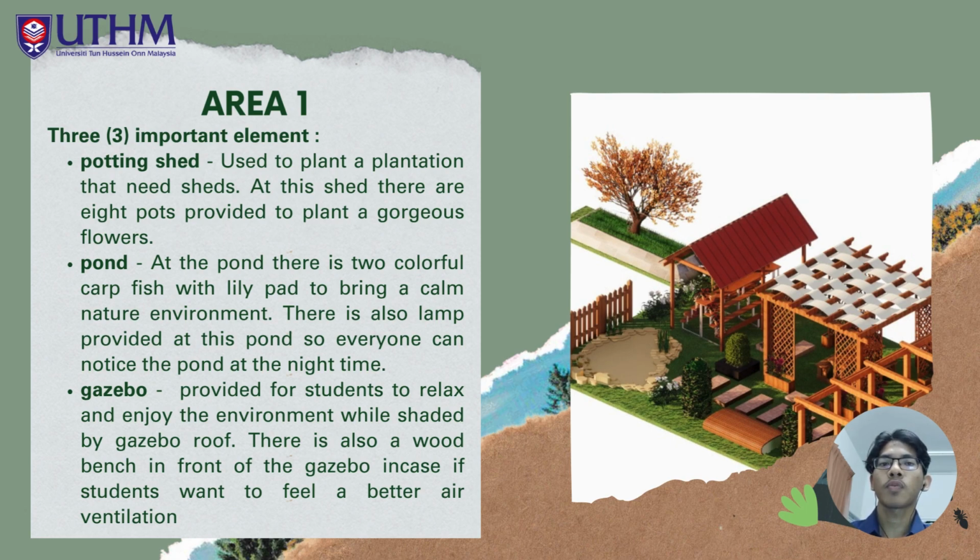The first element is the potting shed. The potting shed is used to plant plants that need shade. At this shed, there are egg pots provided to plant gorgeous flowers.